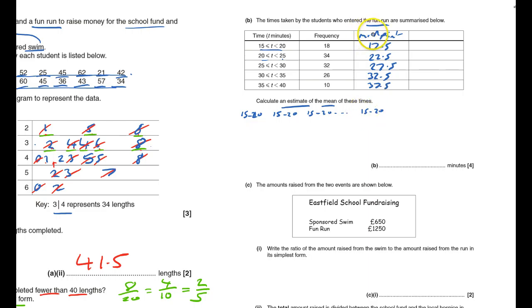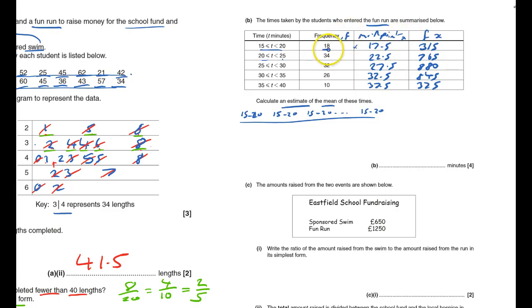It's given me another column here. It's a bit of a clue, and I want to have an fx column, which is the frequency times by the value. Because what this means is I've got 18 of these numbers, somewhere between 15 and 20. We're saying that they're about 17.5, so I've got 18 17.5s, so I do 18 times 17.5, and that's 315. I've got 34 22.5s, that's 765. 32 27.5s, that's 880. 26 32.5s is 845. And finally, 10 37.5s is obviously 375.